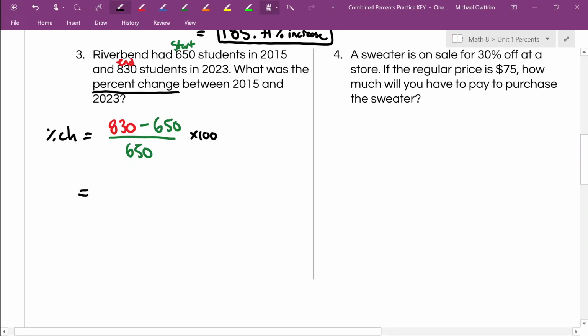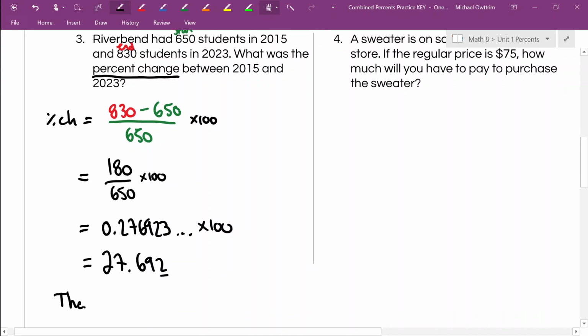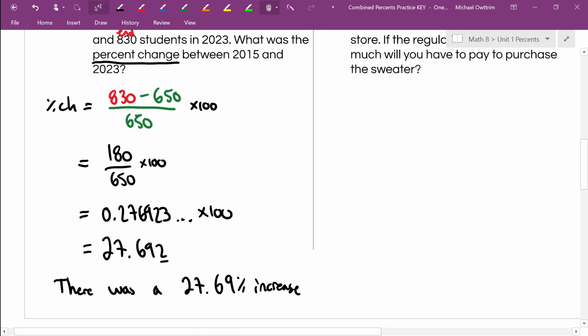So 830 take away 650 gives us 180. Dividing that fraction on our calculators gives us the decimal 0.276923, and so on. Multiplying by 100 gives us 27.692. And we're asked to round to the nearest hundredth. So we'll say there was a 27.69% increase in Riverbend's population.